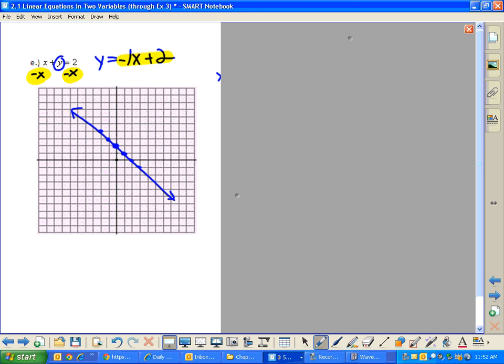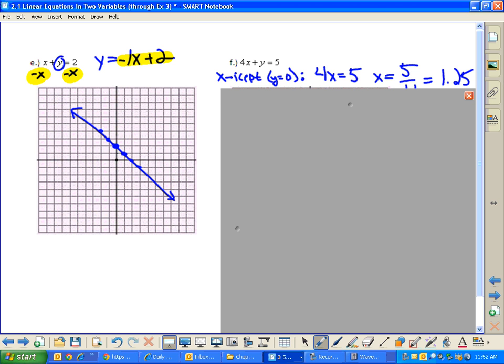Yeah, you let y equal 0. And then to find the y-intercept, how do you do that? Yeah, very good. So that's what we're going to do. If you want to find the x-intercept, you let y equal 0. So we're basically subbing your 0 for y. Solving for x, you divide both sides by 4. You get 1.25.